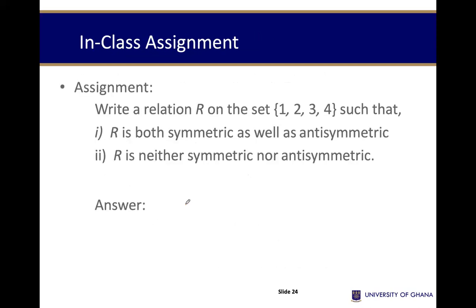Then I can now give you some work to try your hands on at home before I meet you next week. Write a relation R on the set {1, 2, 3, 4} such that R is both symmetric as well as antisymmetric. R is neither symmetric nor antisymmetric. So you can take a picture of this, and then try your hands on it.